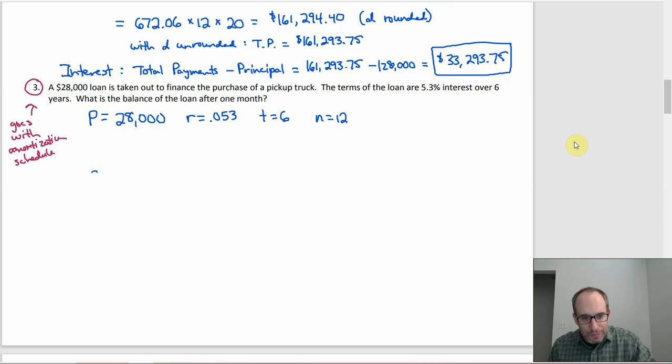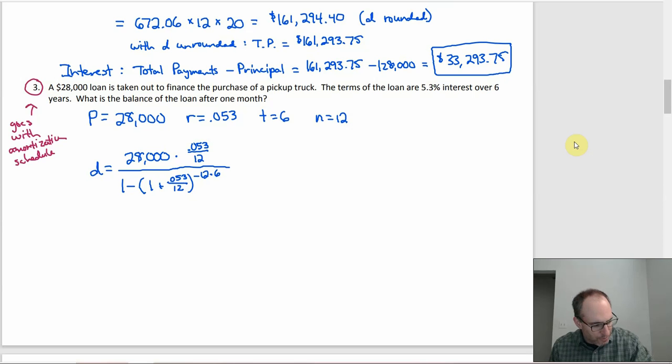So D, if we just sub in, I'm just going to put the numbers in this time because I have to make sure I have enough space down at the bottom. But let's see, we're going to have P times R over N, so times 0.053 over 12, and then dividing by 1 minus 1 plus 0.053 over 12 raised to the power of negative 12 times 6. And what you get is 454.84.